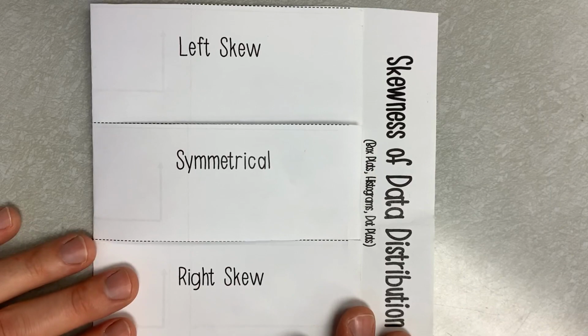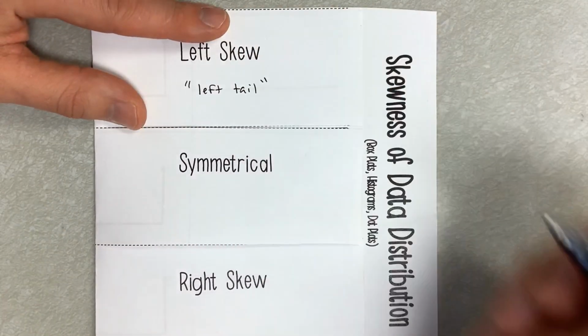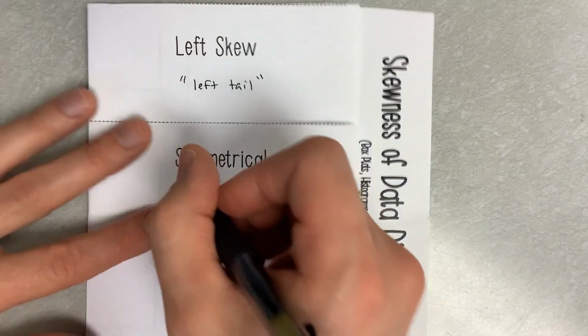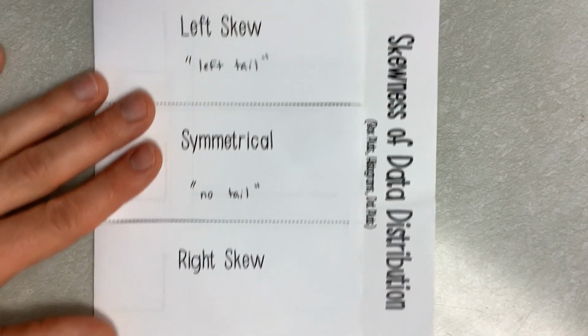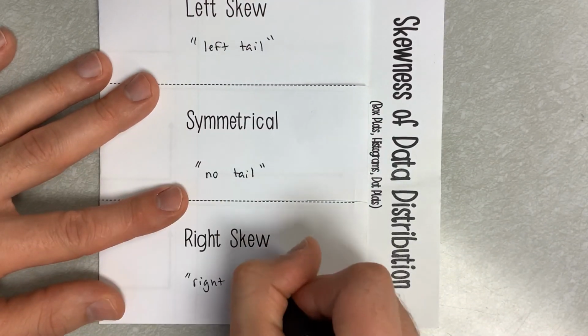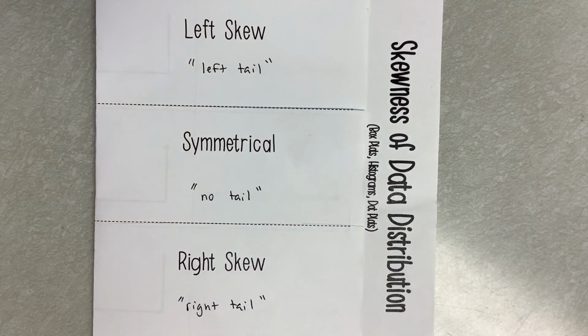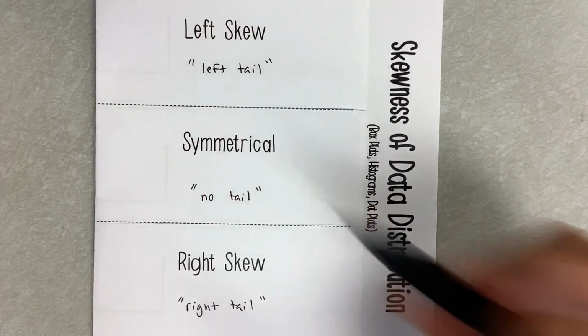Now, I want you guys to write this down first. Left skew, left tail, or tail to the left. Symmetrical, no tail. For right skew, I want you guys to put right tail or a tail to the right. And you'll see what I mean in a second, but just copy that down.